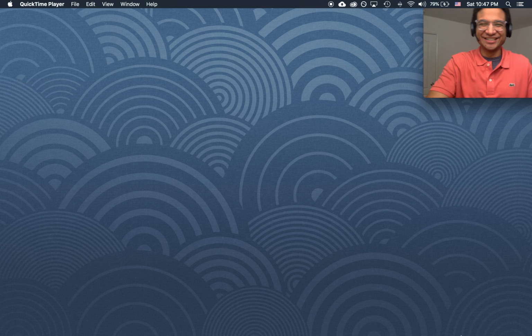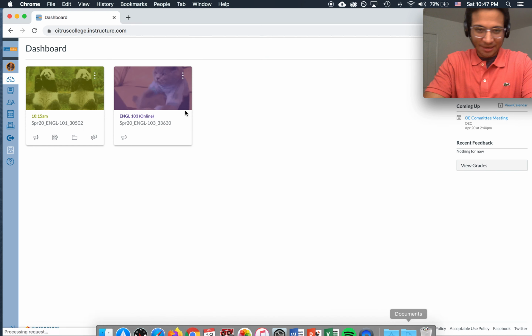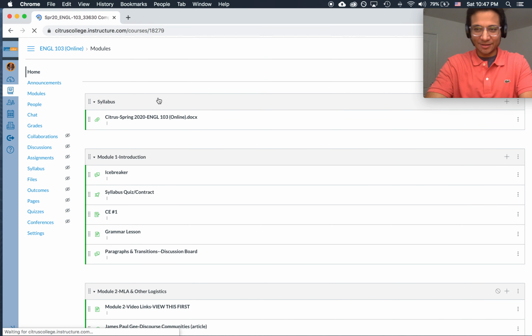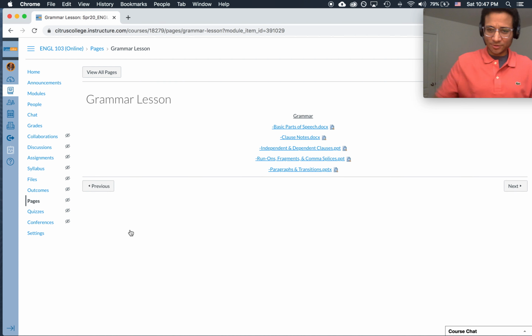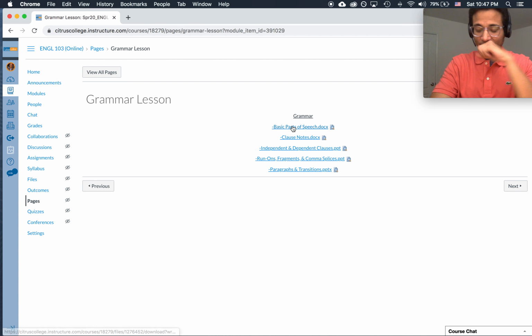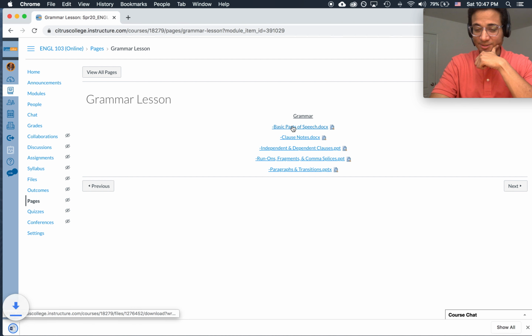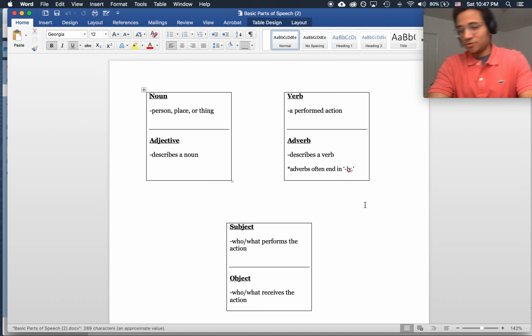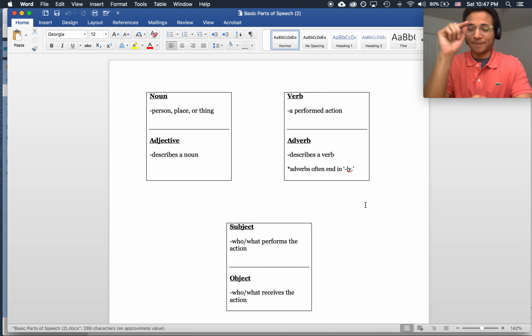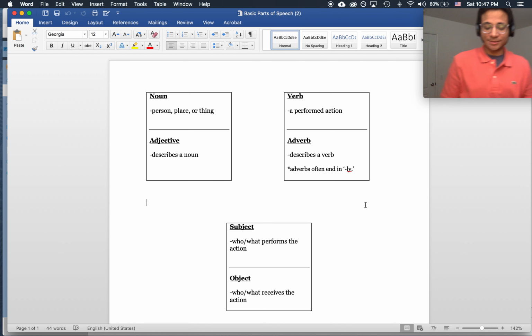Here we go. So go into our Canvas page here, our HyperCat. Click where it says Grammar Lesson. This is the page with the documents we're going to need. Click where it says Basic Parts of Speech, DocX. If you prefer to have something physical, pause the video now and print this. Same thing with the other document that we're going to look at.